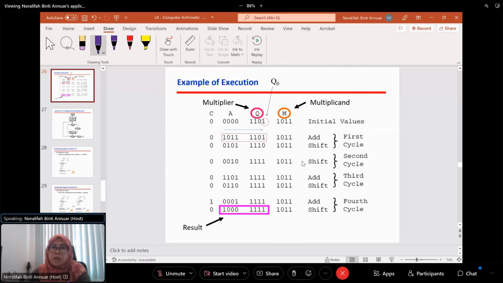You ambil C, A, Q and M ni only. You write it down and try to do the operation. Then cross-check your answer whether you have the same steps with this answer. When you do this, just refer to the pseudocode or flowchart. So tengok macam mana, boleh faham tak cara nak follow flowchart.